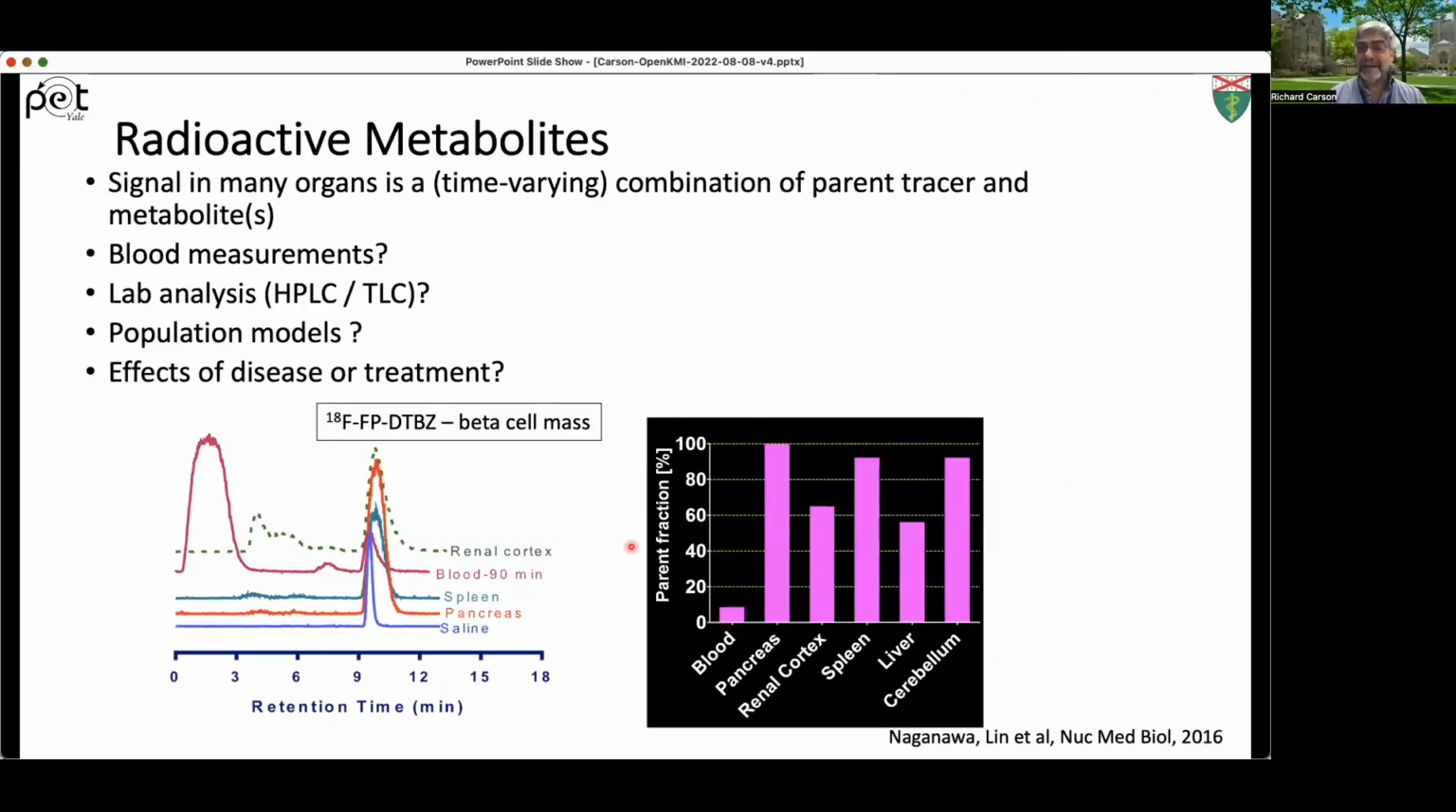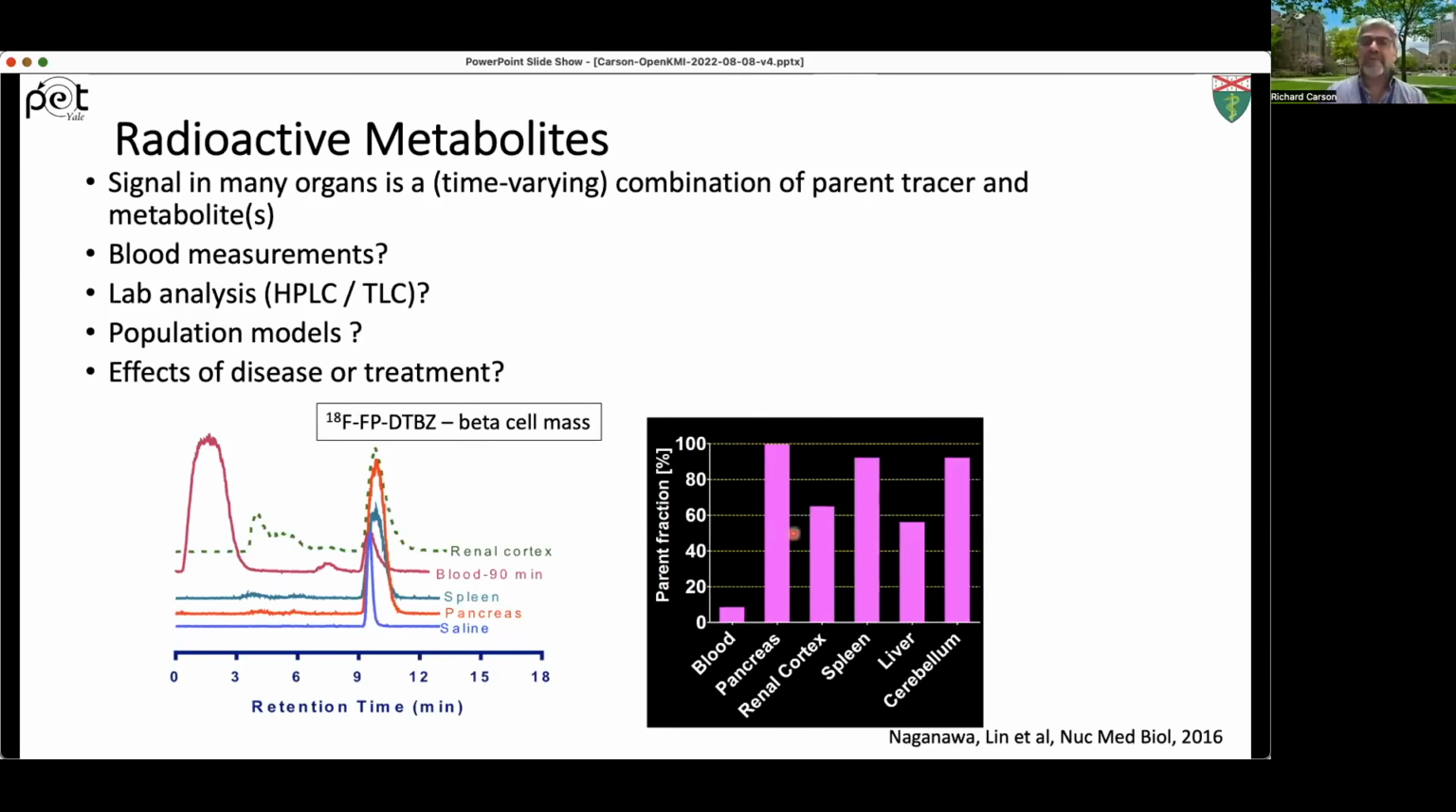But the metabolites can be tricky. Here's an example where we've looked at that for a marker we were hoping to use for beta cell mass in the pancreas. And in the blood, here's the metabolite profile. Lots of metabolites in the blood here at 90 minutes. This is from baboon data. And then when we took out the pancreas of that baboon, we were at least finding 90% of the signal was the parent. That was fortunate. That's not always going to be the case in each different tracer. How well will you do?